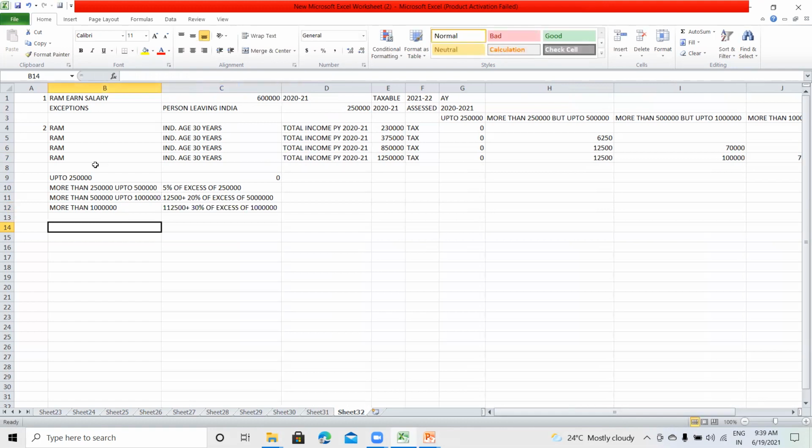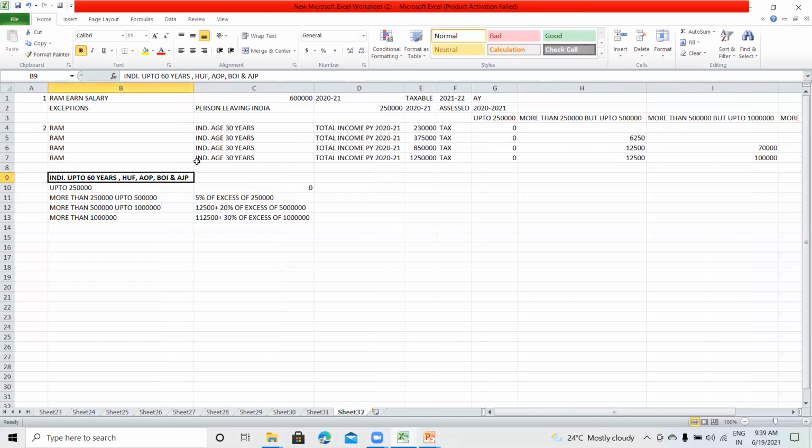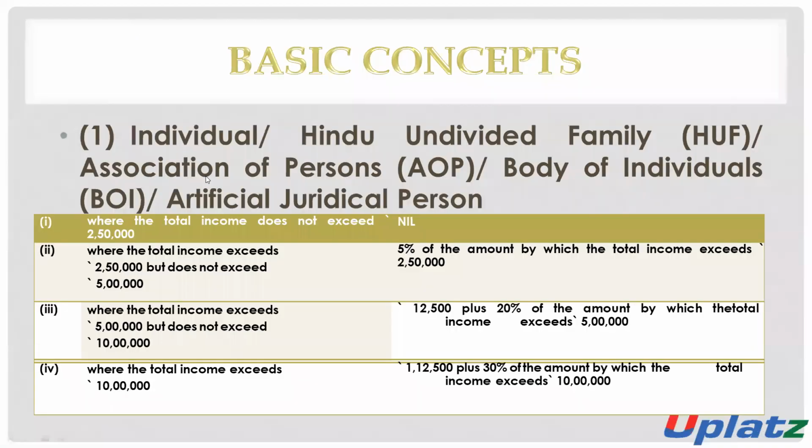So this is in the case of an individual up to 60 years, and for HUF, AOP, BOI, and artificial judicial person. This tax rate is for the assessment year 2020-21 and 2021-22 as per the Finance Act, 2020. On the basis of this, we have to understand how to calculate tax.